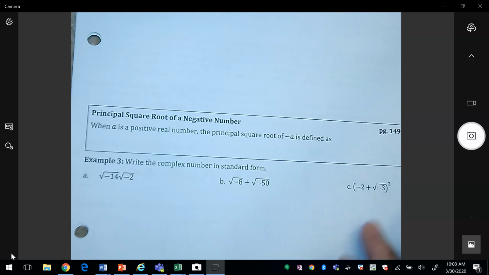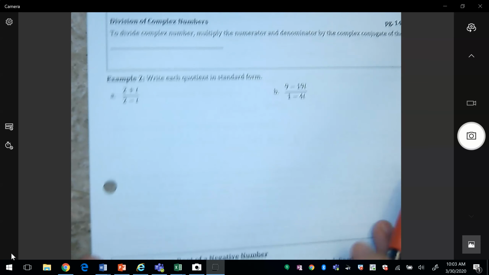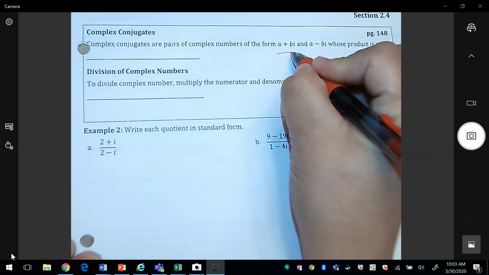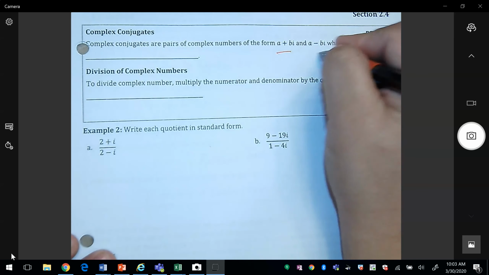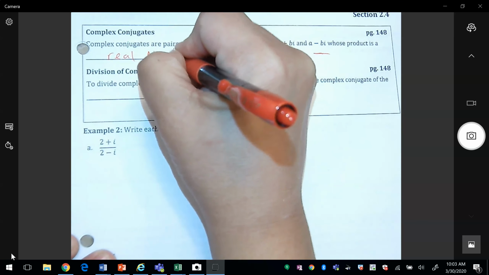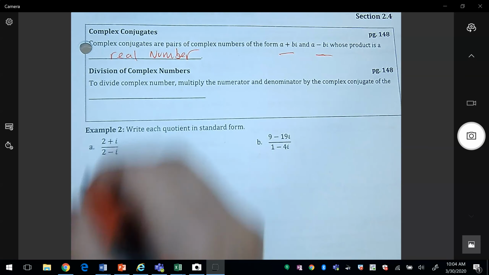And so we're going to continue with section 2.4, working with conjugates. Complex conjugates are pairs of complex numbers of the form a plus bi and a minus bi, whose product is a real number. To divide complex numbers, we multiply the numerator and the denominator by the complex conjugate of the denominator.